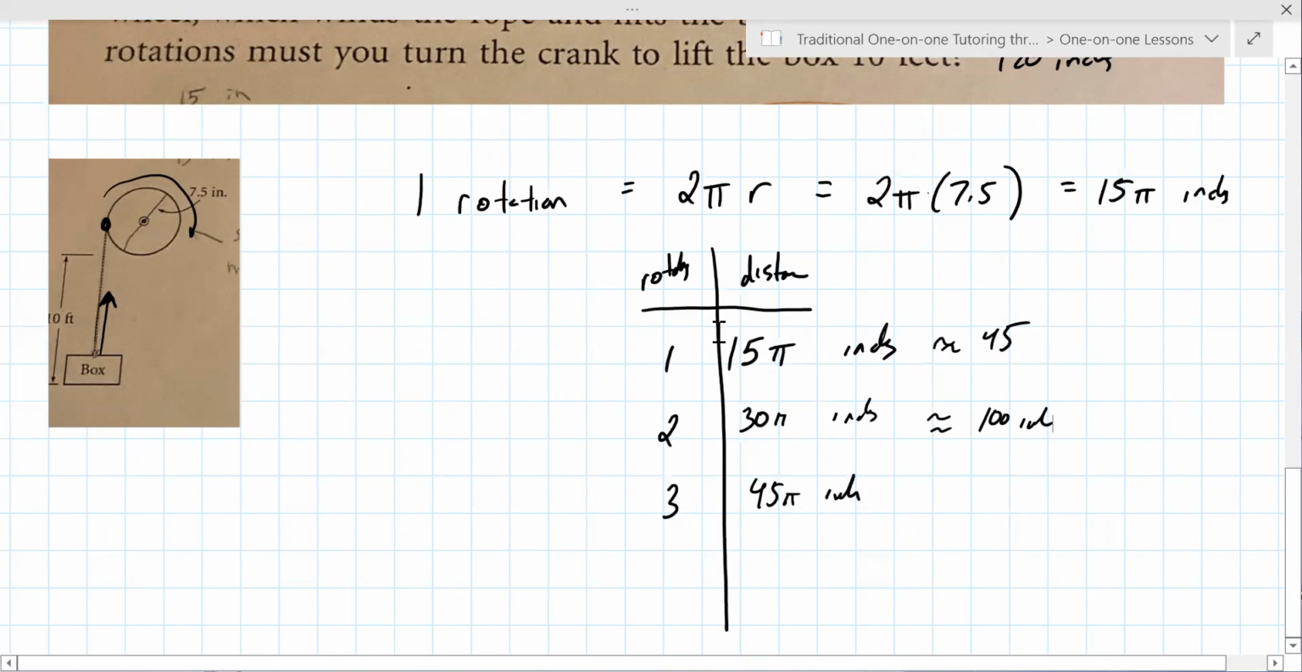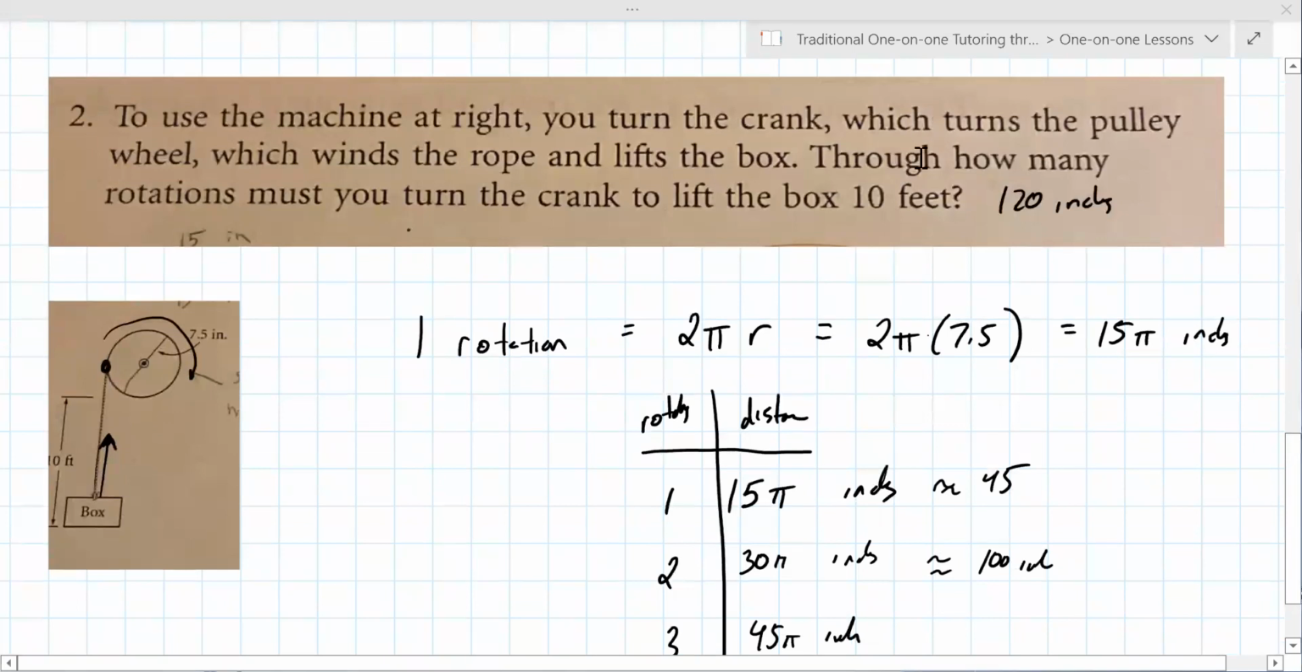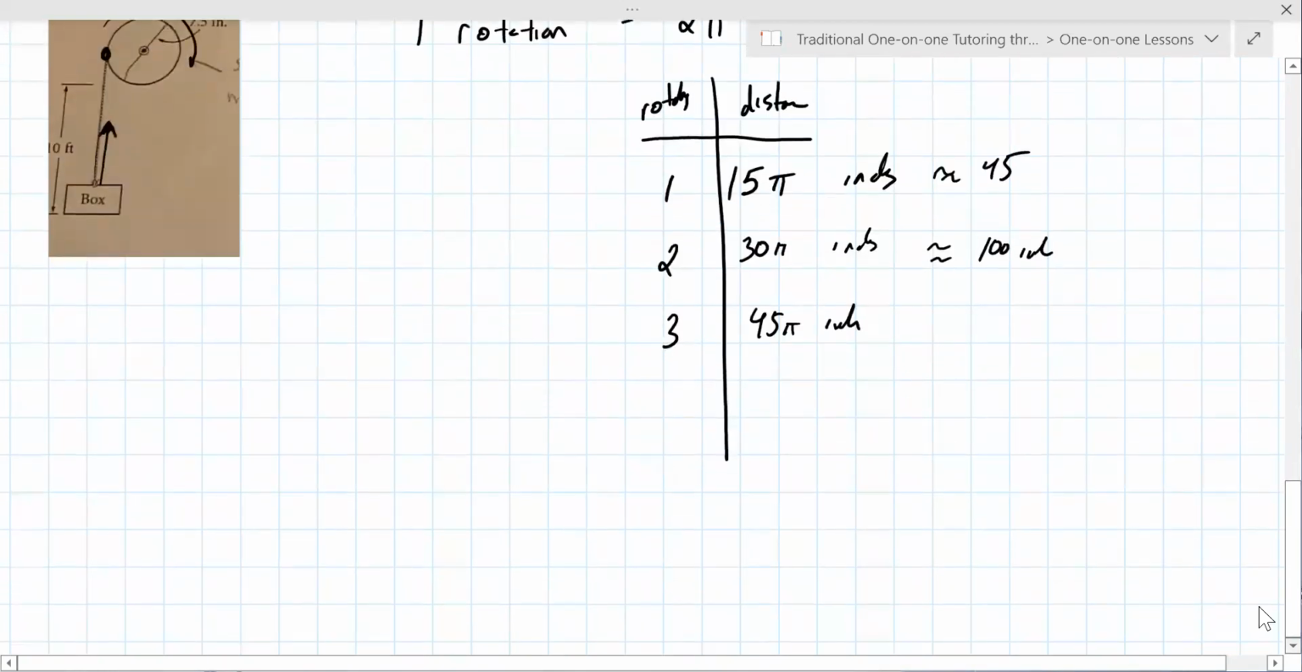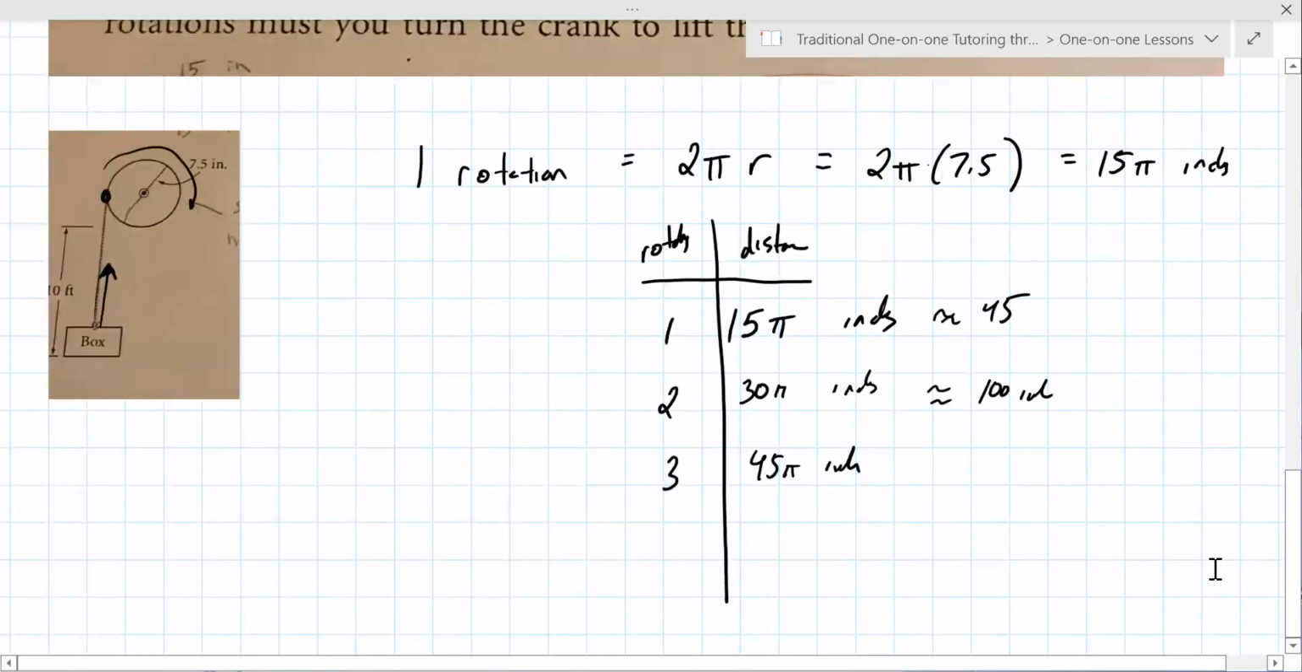But do you understand what's happening? Each rotation, this box is moving up a little bit, then it moves up a little bit more, and a little bit more. And so the question being asked is, how many rotations is it? Well, we know that one rotation is 15 pi inches. And we want to know how many rotations it is going to take to get 120 inches? Well, 120 inches divided by 15 pi inches is the number of rotations.